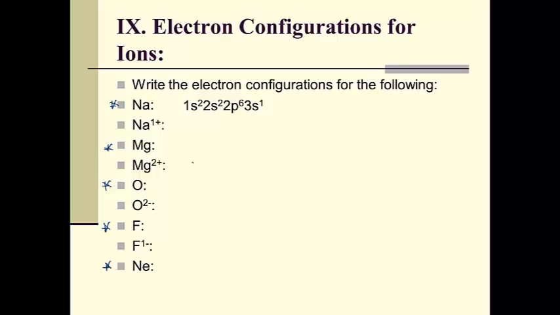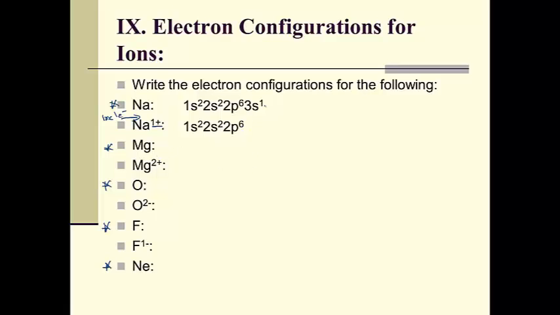For sodium, you should have had this. Now, when you do the sodium ion, don't forget, you can only play with electrons. So to make it +1, basically what you have to do is lose one electron. The one that you lose has to be in the highest energy level, so it should just be that.